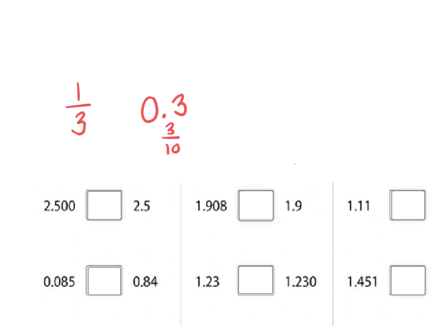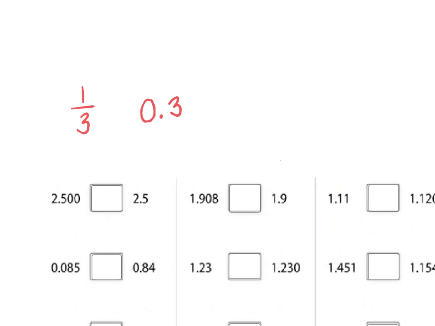So I think what's going to be easier is instead of turning this decimal into a fraction, let's turn our fraction into a decimal. Using your calculator, give me the decimal version of 1/3, please. Use your calculator to give me the decimal version of 1/3. 0.33. All right, so 0.33 repeating.